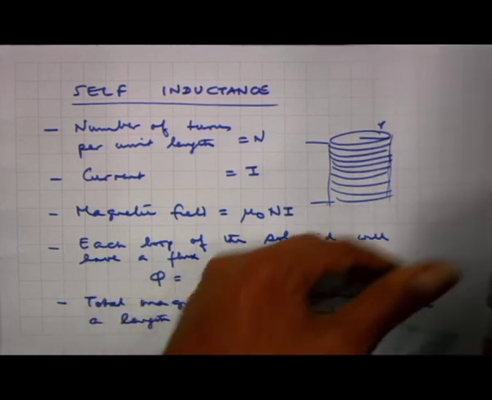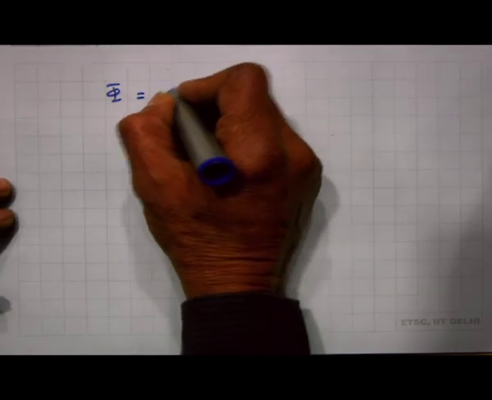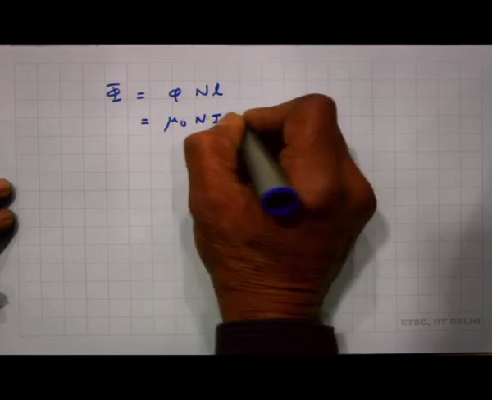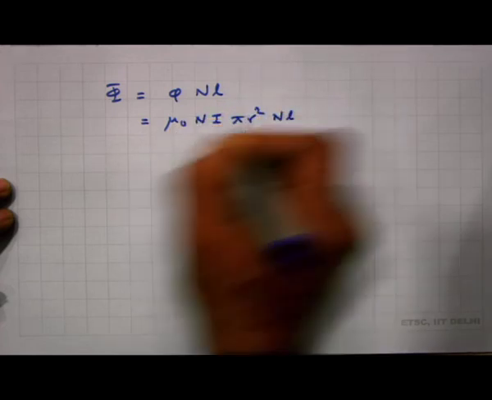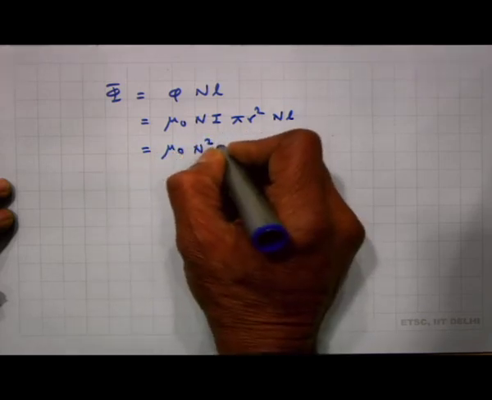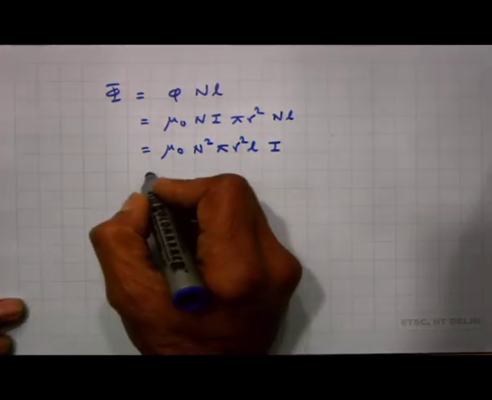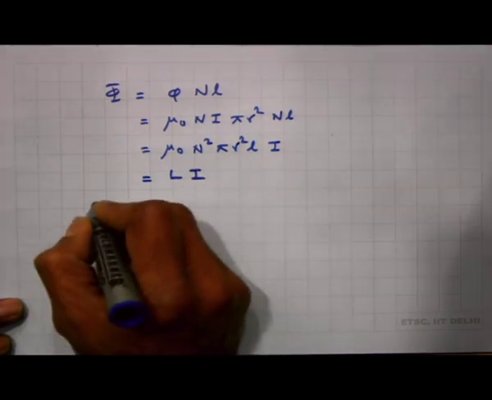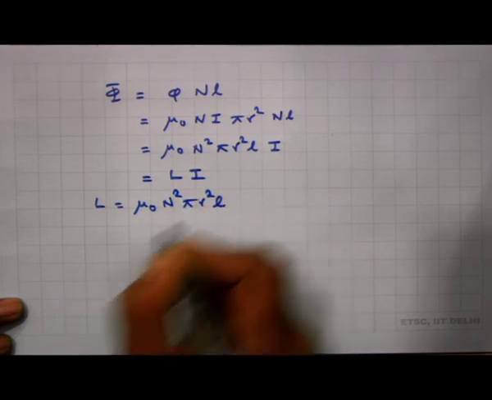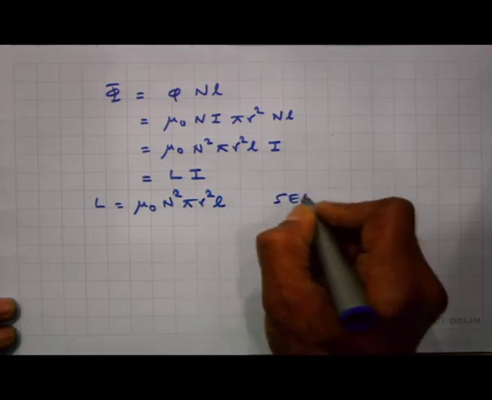So, let me calculate this again. The total flux passing is equal to phi times n times L, which is equal to mu naught n I pi r square into n times L, which is equal to mu naught n square pi r square L into I. Now, I call this L times I, where L is equal to mu naught n square pi r square into L in this example. This is called self inductance.